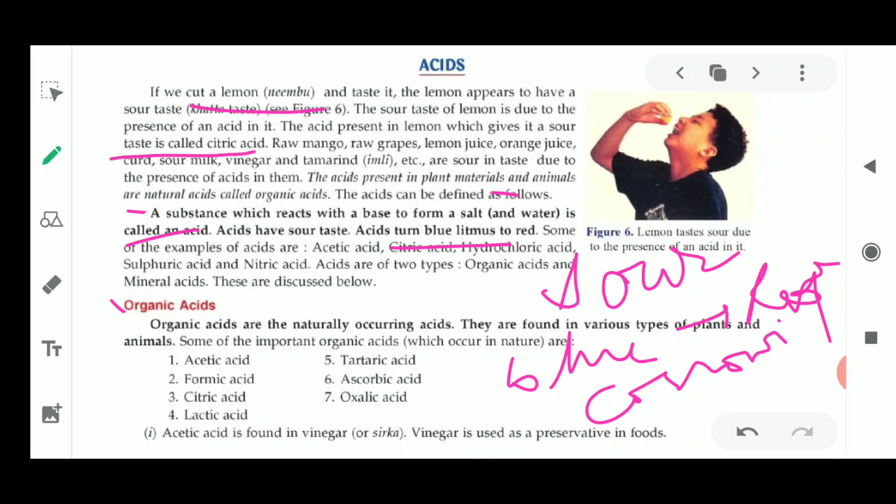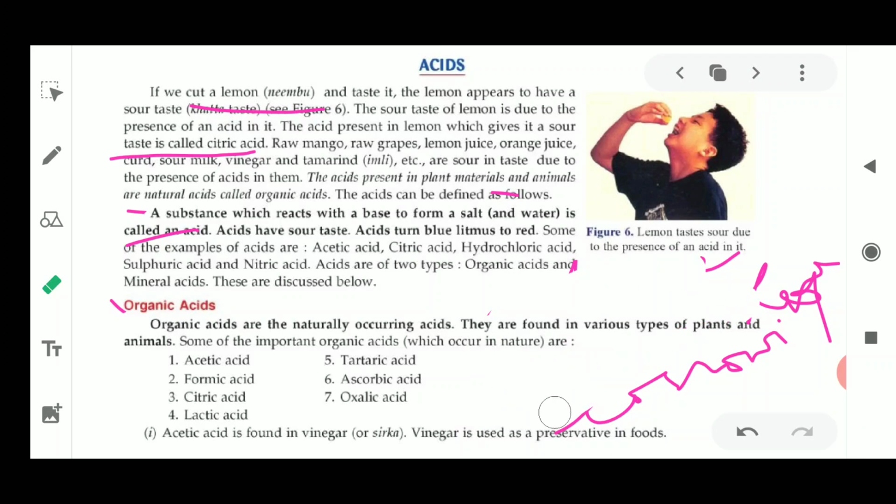As it is given here, a substance which reacts with a base to form salt and water is called an acid. I think till now we have not discussed the word neutralization, or the neutralization reaction, so I am not going to discuss much about this definition. The next definition, which will be simple and easier for you all to learn, is that acids are substances which are sour in taste, turn blue litmus red, and are corrosive in nature. This is what we have about acids.